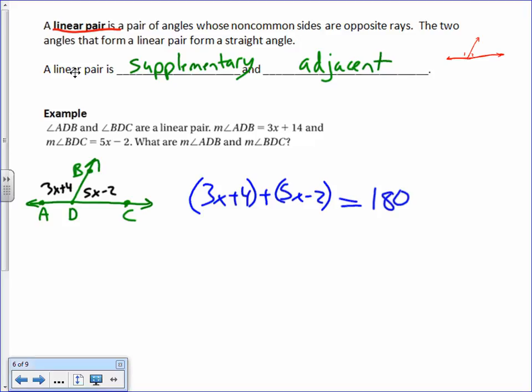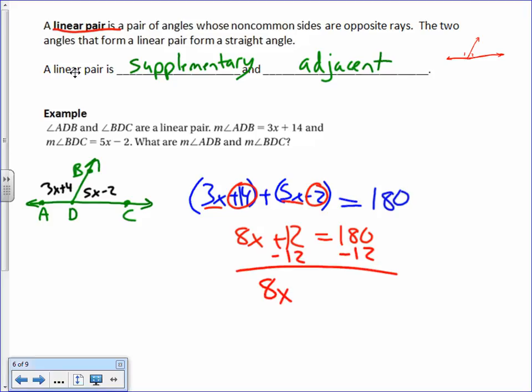Since it's addition, we don't really need these parentheses. So I'm going to add those together. Looks like I have 8x plus 2 equals 180. Did I do that right? This is supposed to be 14, so it should be plus 12. Let's then subtract 12 from both sides. 8x is equal to 168.